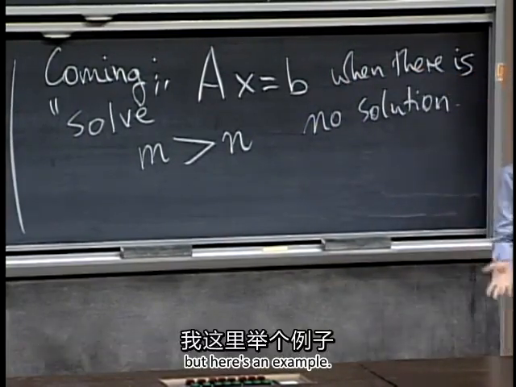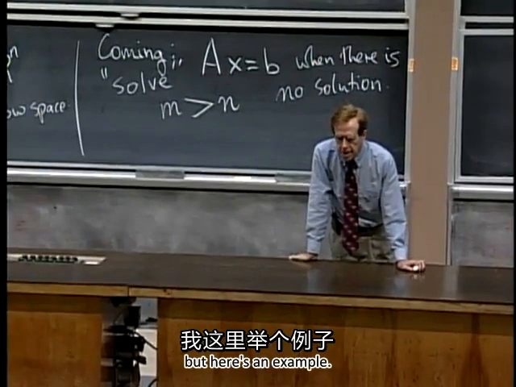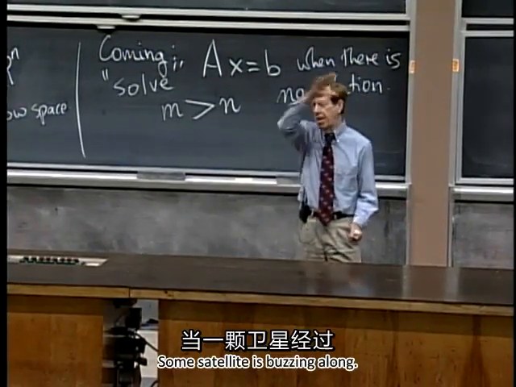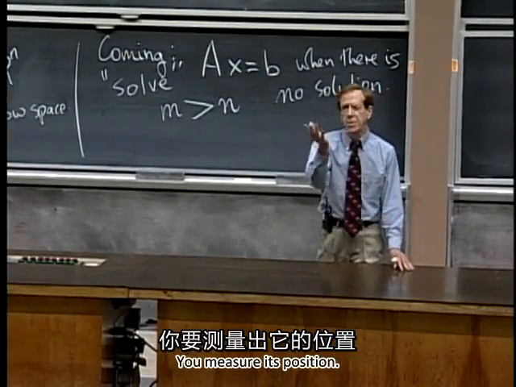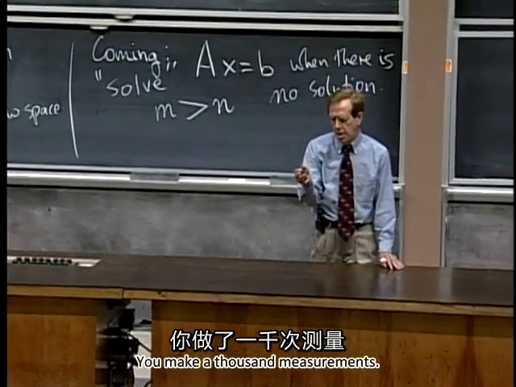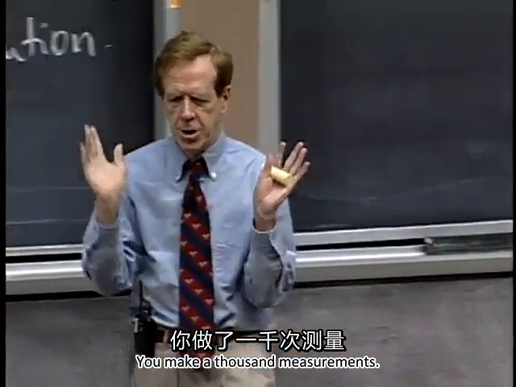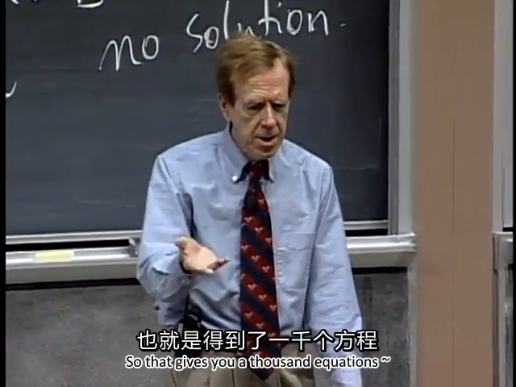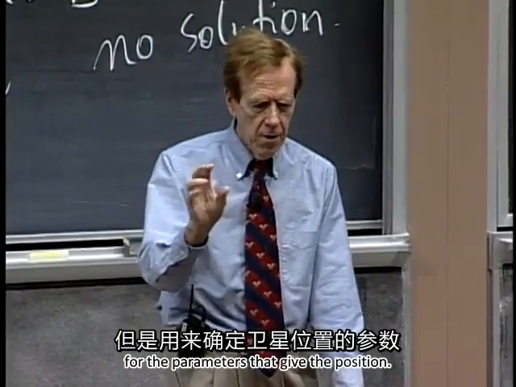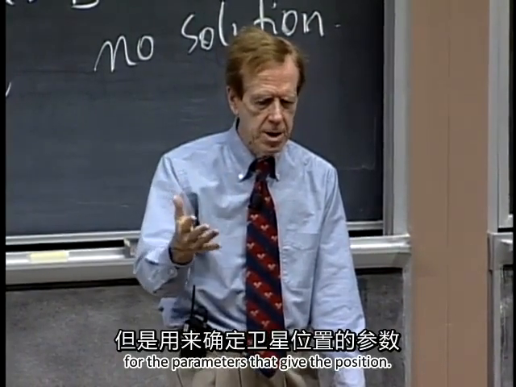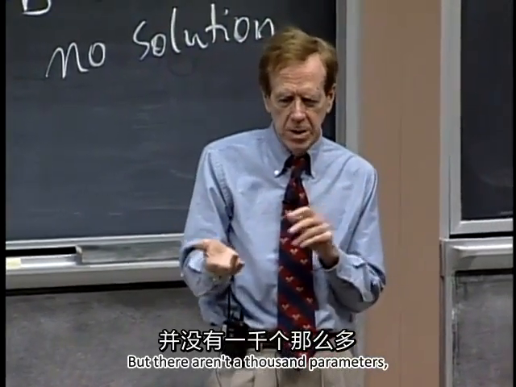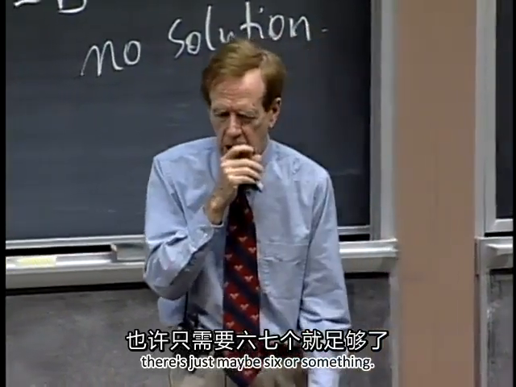But here's an example. Some satellite is buzzing along. You measure its position. You make 1,000 measurements. So that gives you 1,000 equations for the parameters that give the position. But there aren't 1,000 parameters. There's just maybe 6 or something.